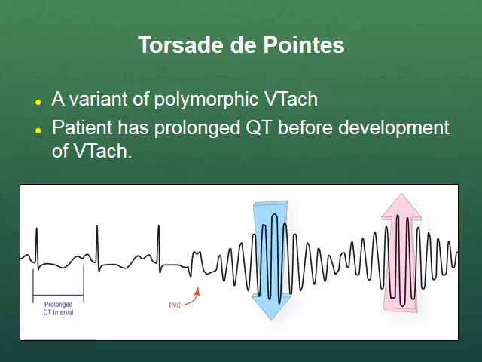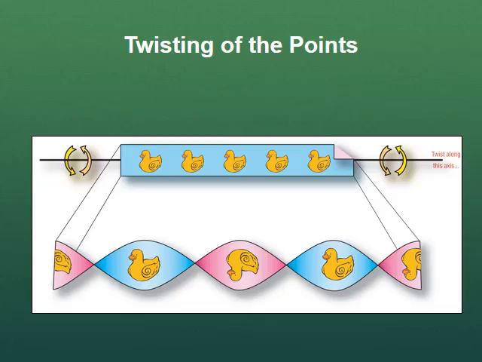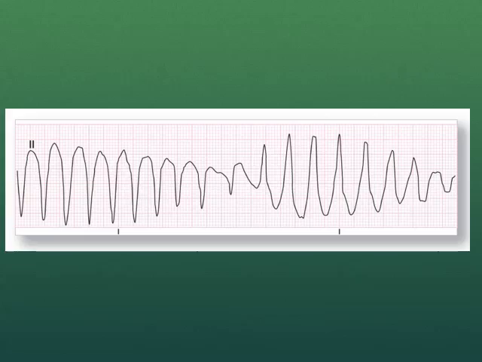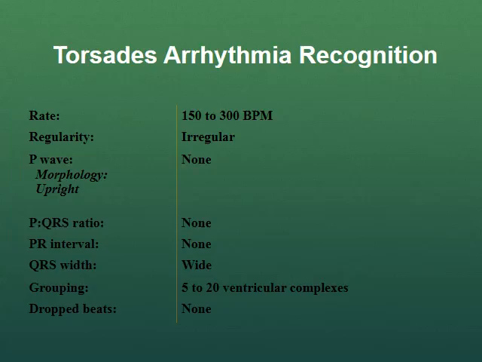Here's just an example of what that looks like. Again, torsades, twisting of the points. And another example. And another example. So recognizing torsades: 150 to 300 beats a minute. It's irregular, no P waves, none of that stuff, but they are grouped in 5 to 20 ventricular complexes, and there should be no dropped beats.